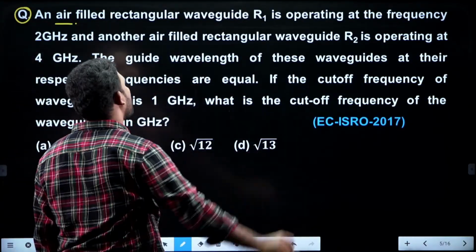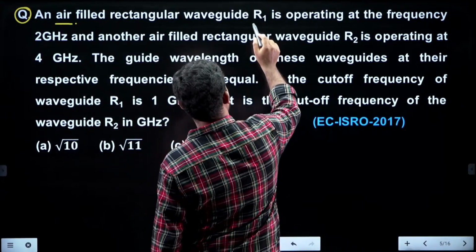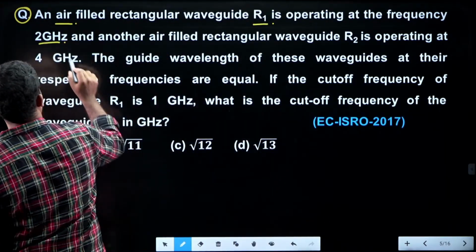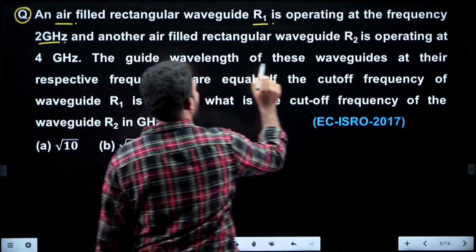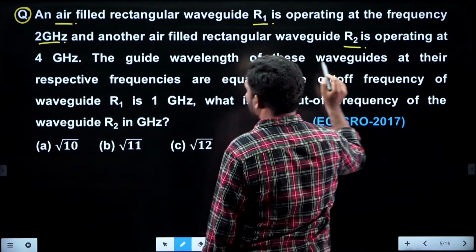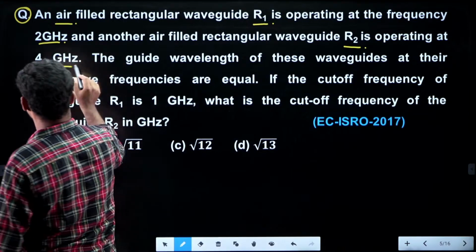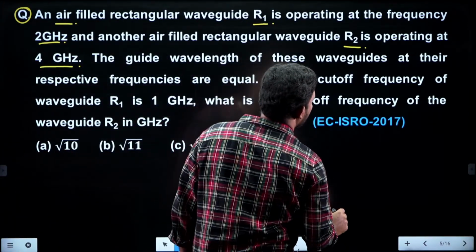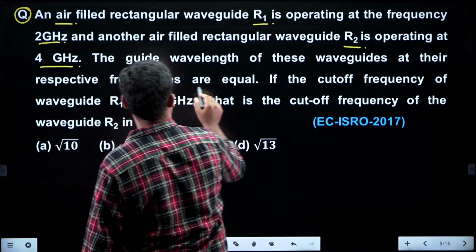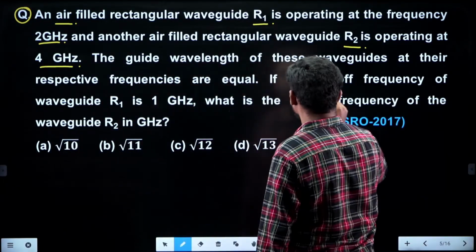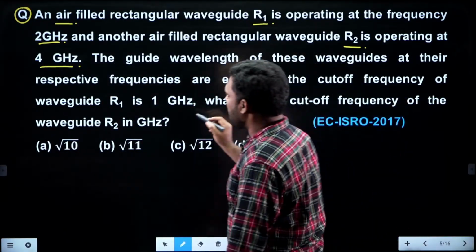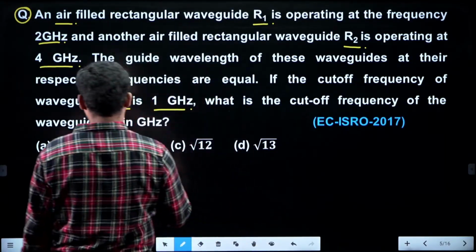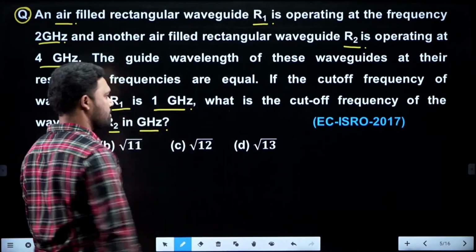An air-filled rectangular waveguide R1 is operating at a frequency of 2 gigahertz, and another air-filled rectangular waveguide R2 is operating at 4 gigahertz. The guide wavelengths of these waveguides at their respective frequencies are equal. If the cutoff frequency of R1 is 1 gigahertz, what is the cutoff frequency of R2 in gigahertz?